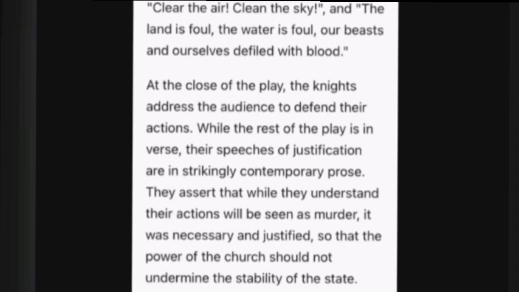So I believe the theme of sacrifice is that the sacrifice is so that the church should stand independently from control of the state. So I believe the theme of sacrifice is also part of the death of Thomas Becket.